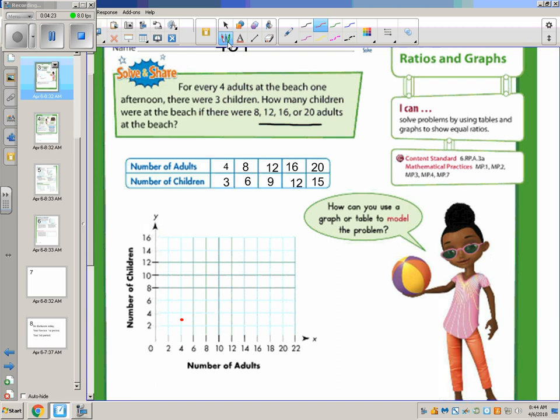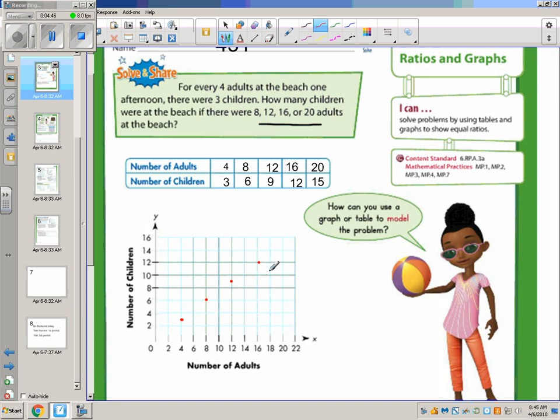So for our next one, it was 8 and 6. So I go over to where it is 8 adults. I go up to where there would be 6 children, and I put a dot. When there were 12 adults, there were 9 children. So again, I'm going to be halfway between the 8 and the 10 line. And when there were 16 adults, there were 12 children.